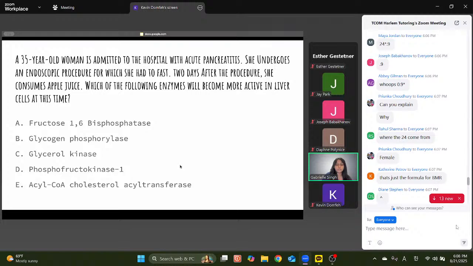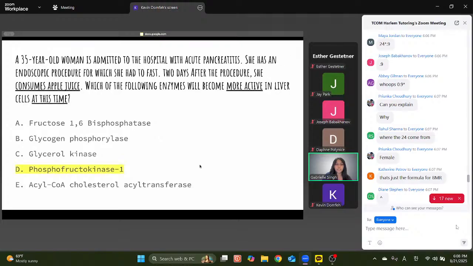Right. Okay, so I'm seeing a lot of D. Yeah, PFK1. I just underlined the main word to look at when reading this question. PFK1, the rate limiting enzyme in glycolysis, is going to be active because that's when insulin's working, when you're in the fed state. Does anyone know why A is wrong?